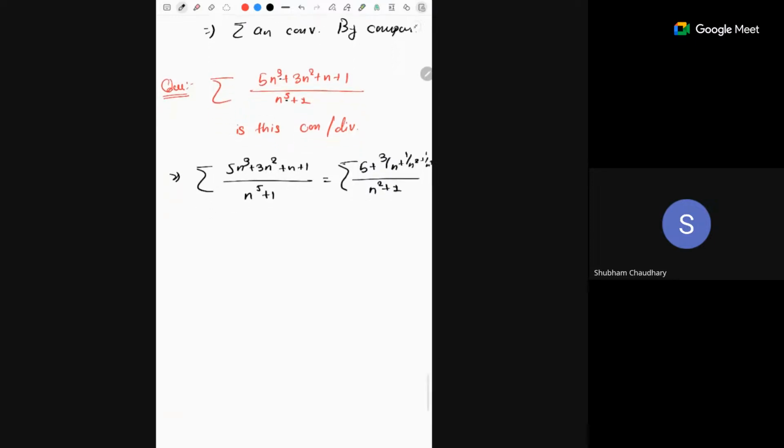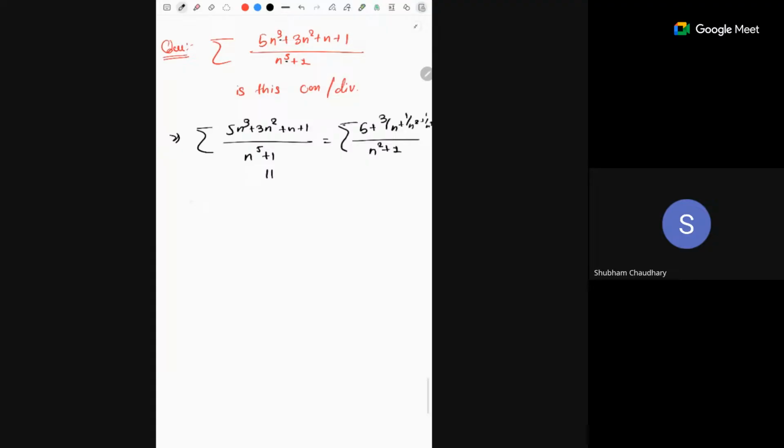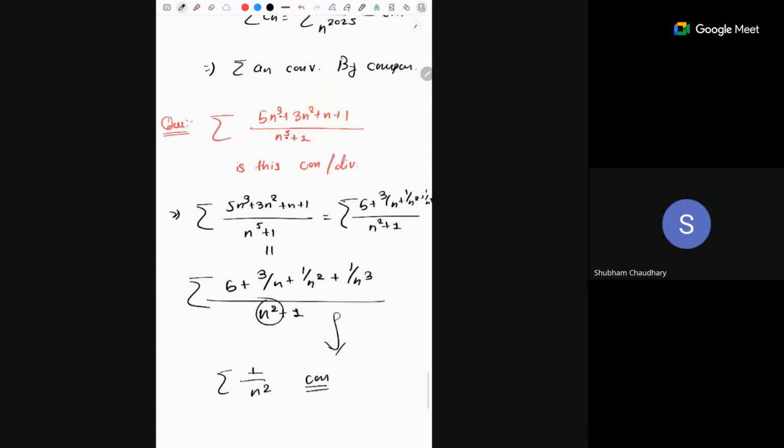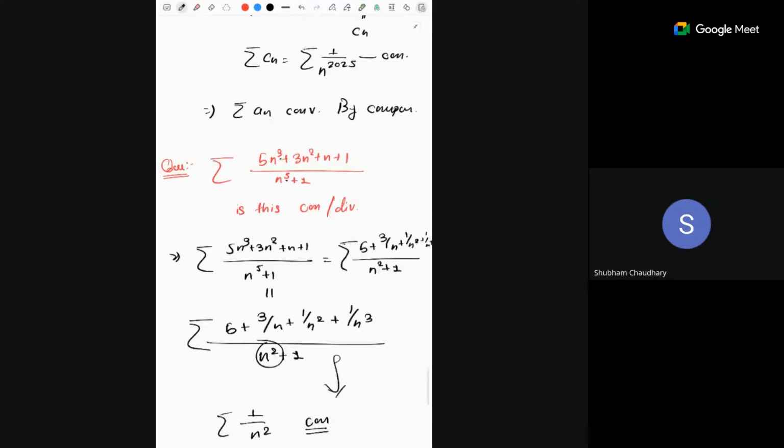Right? So ultimately, I'll just write it down nicely. So this is the same as summation of n square plus 1 here, and here we have 5 plus 3 by n plus 1 by n square plus 1 by n cube. So ultimately the nature of this series will become similar to the nature of the series 1 by n square, because of this factor 1 by n square. So that's why this converges. If you get such a type of series, although it's a tough example and not a clear explanation, you can get some idea of which series converges and which not, just looking at the powers of n.